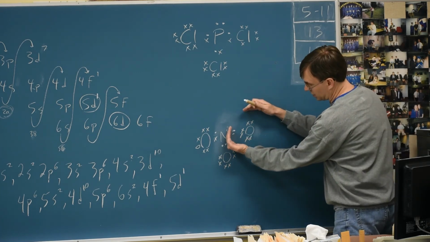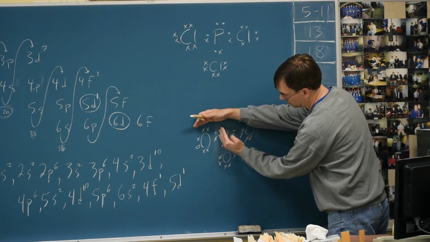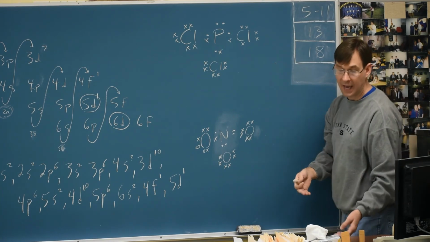Okay, this oxygen has 8 in its world. This oxygen has 8. This oxygen has 8. But now this nitrogen also has 8, and that's a win. We need to have everything have 8.